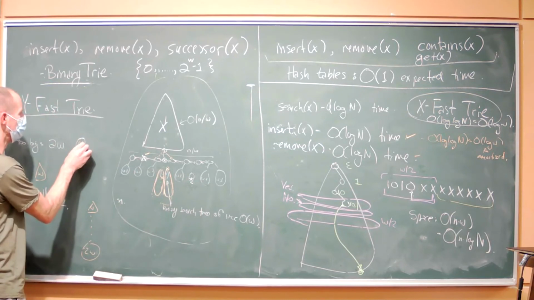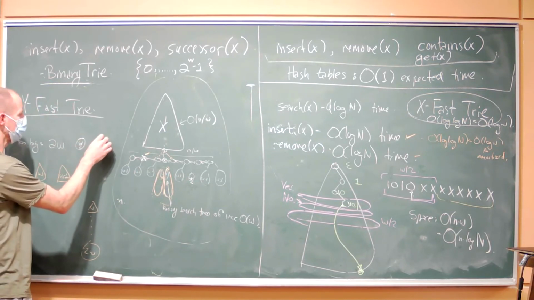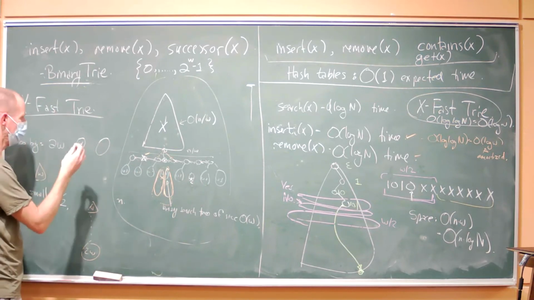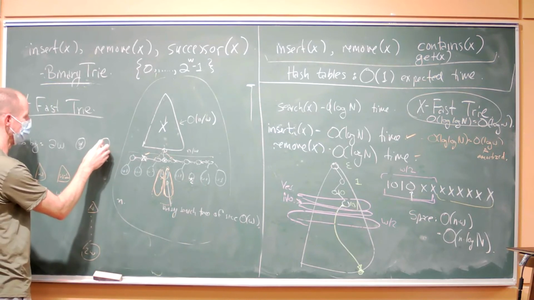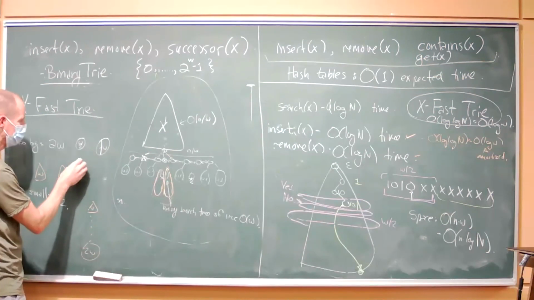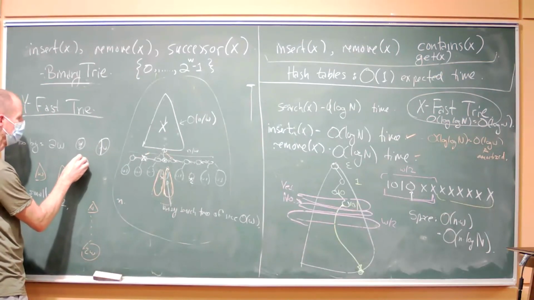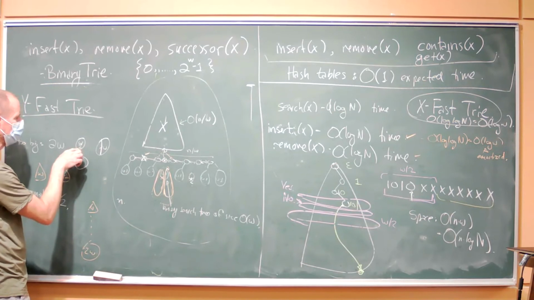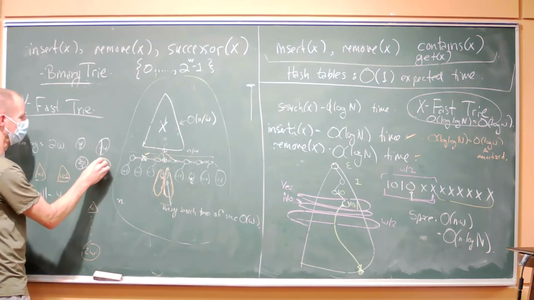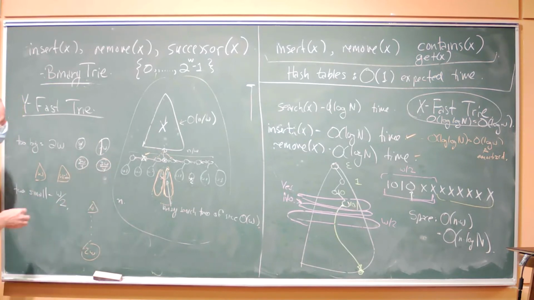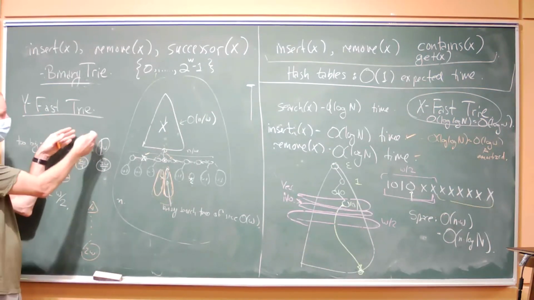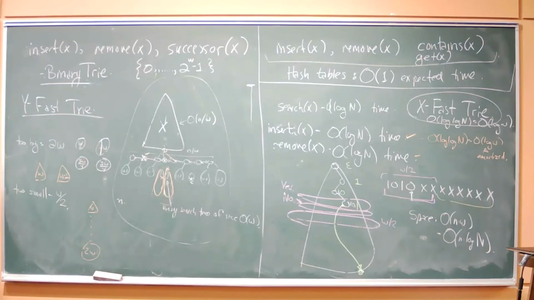If this is W over 2, and this one here is big enough, let's say bigger than W, then you can borrow from it. So in total, this is 3W over 2. You can get at least 3W over 4 and 3W over 4 in each of these things. That's just a split of this one, and then zipping together the two trees for these things.